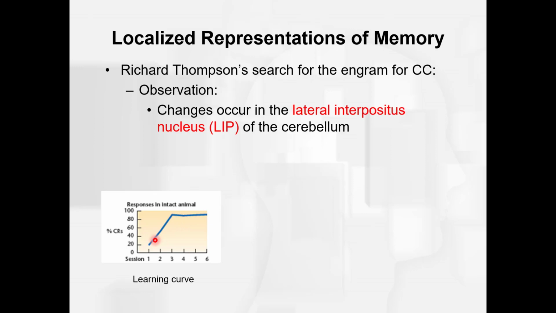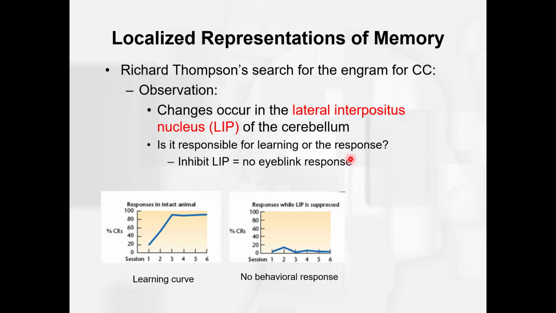So one observation that the Thompson lab made was that changes occur in the lateral interpositive nucleus of the cerebellum. So the question was, is it responsible for the learning? So is it responsible for allowing this learning curve to happen, or just the behavioral response? So if they inhibited the lateral interpositive nucleus with a drug so that the cells in that lateral interpositive nucleus, the LIP, could no longer fire action potentials, they saw no eye blink responses. So that in itself doesn't answer whether it was responsible for the learning or the response.